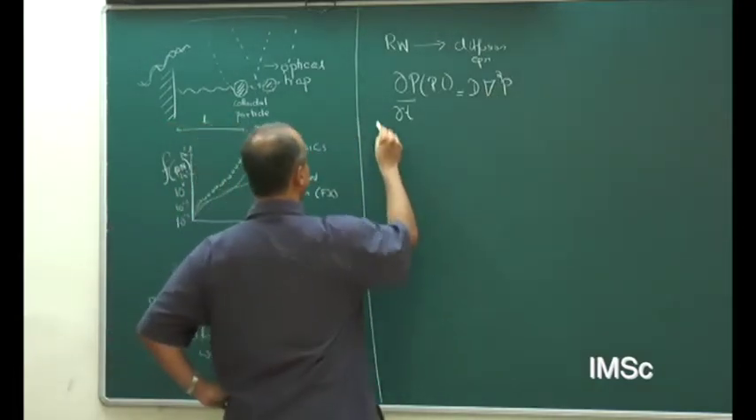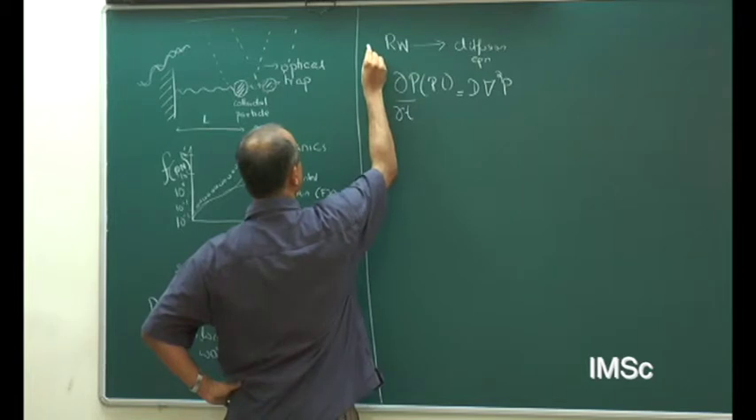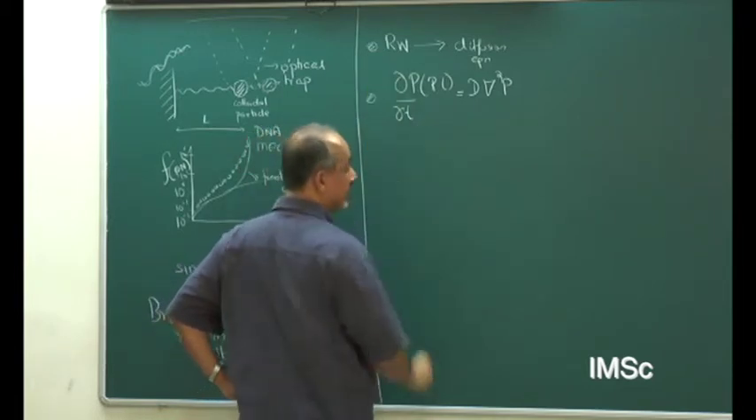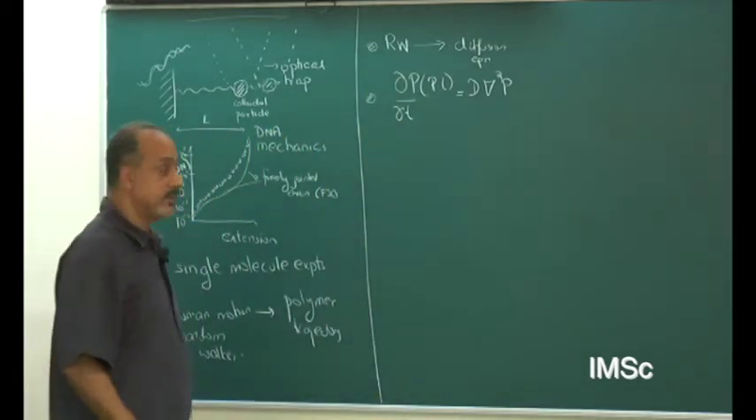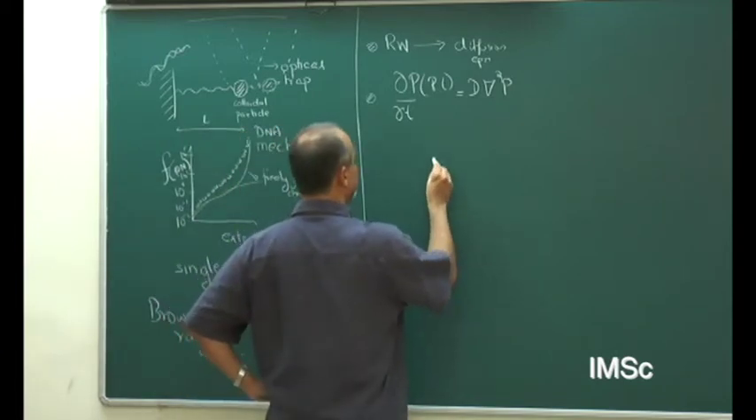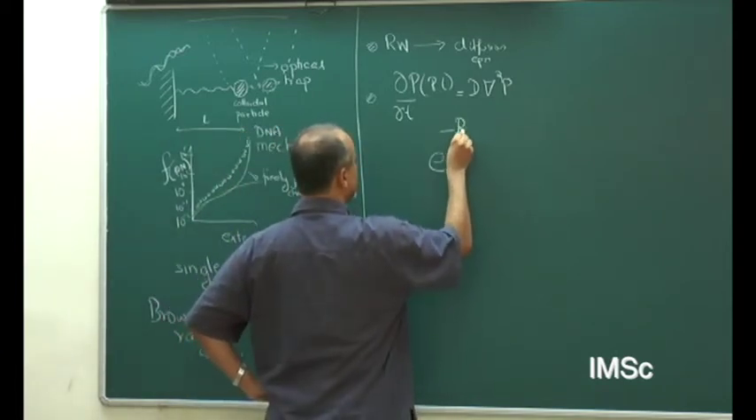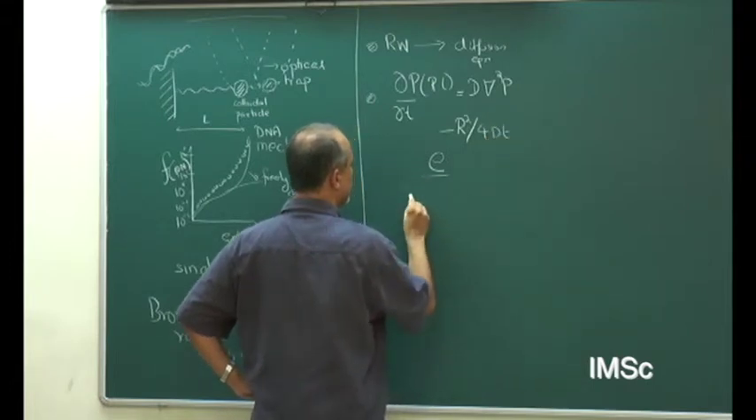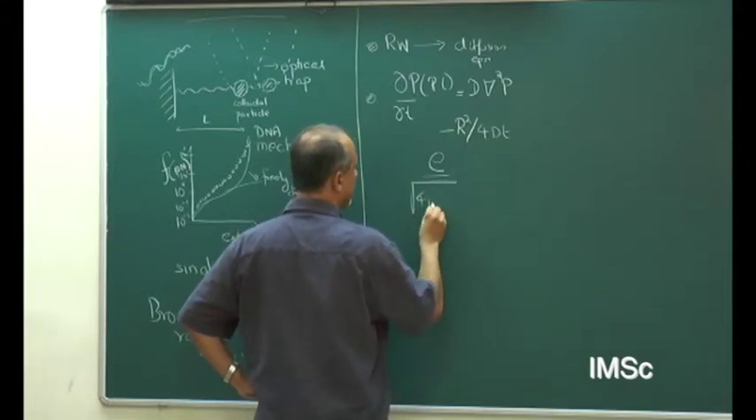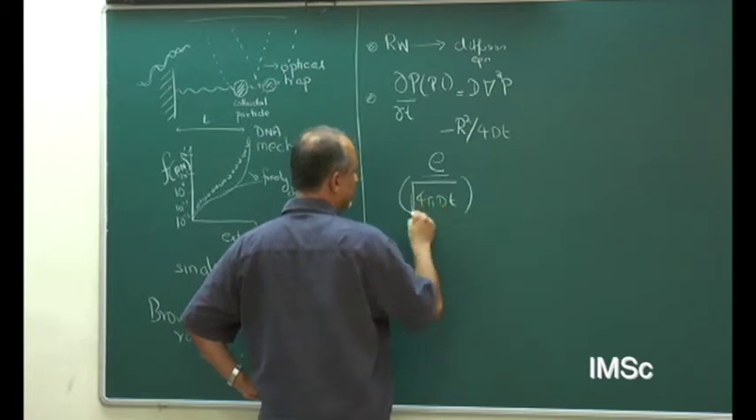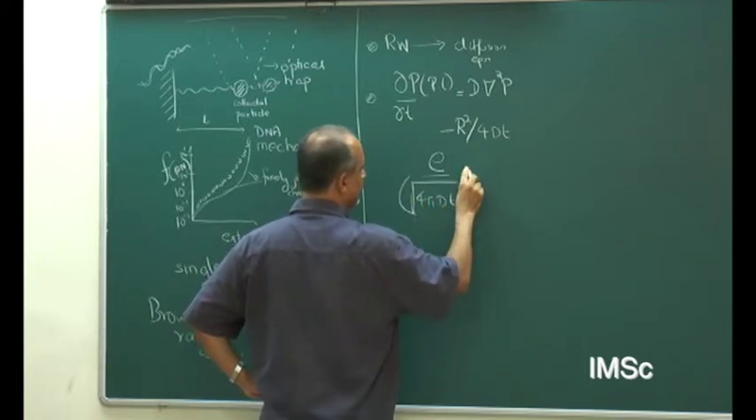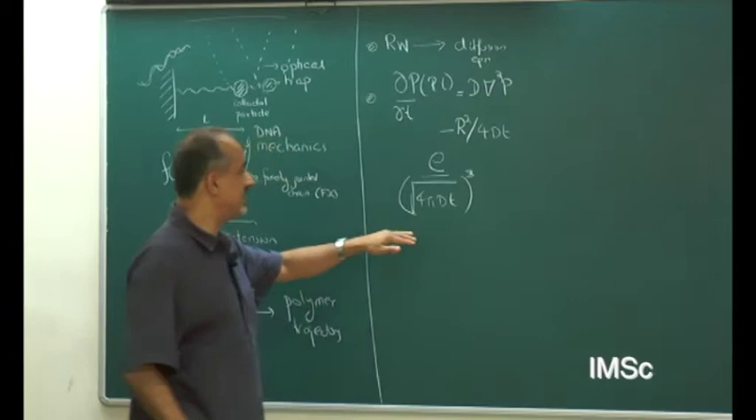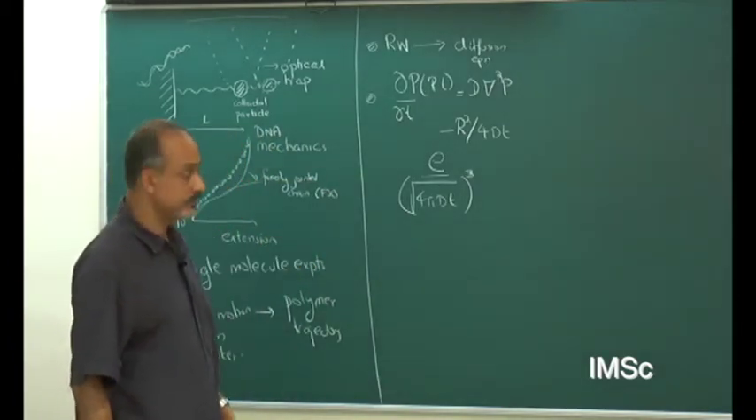Then we said, let's write down a solution of this particular equation, saying that the random walker started off at the origin at time t equal to 0. And the solution that we wrote down was exponential of minus r squared divided by 4 D t, normalized by square root of 4 pi D t. And in 3 dimensions, there would be a factor of 3 here. So this is 4 pi D t to the power 3 by 2.